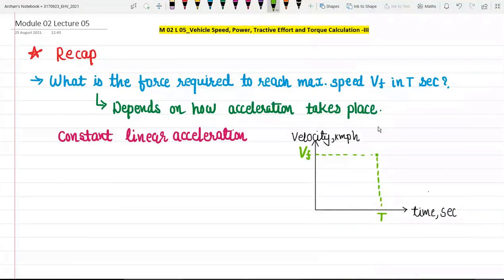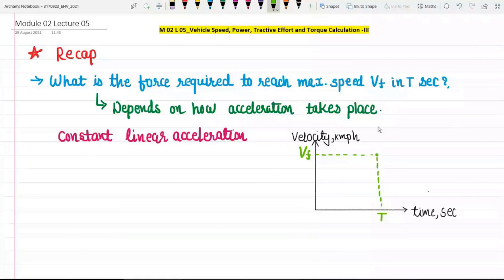Okay, so welcome to the course on electric and hybrid electric vehicles. In the past few lectures, we have gone through the computation of different performance parameters of electric vehicles, like how we will be able to convert the speed from kilometer per hour to meter per second, or if we are given some RPM and radius of the wheel, then how we will be able to calculate that particular speed as well as power, right?